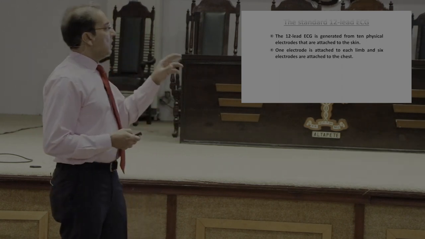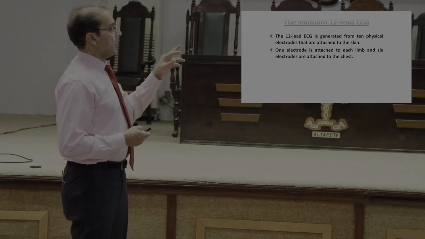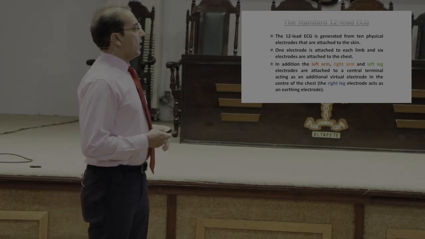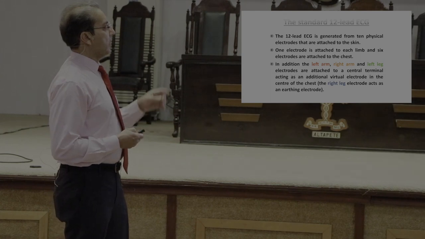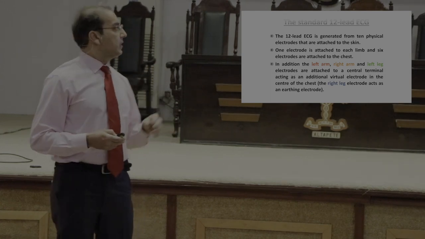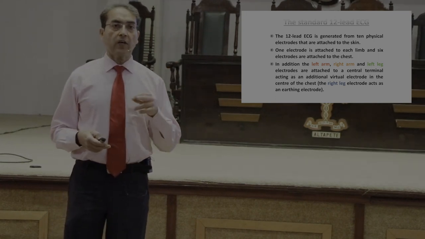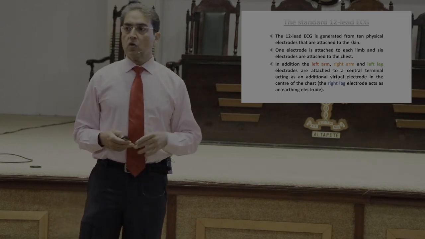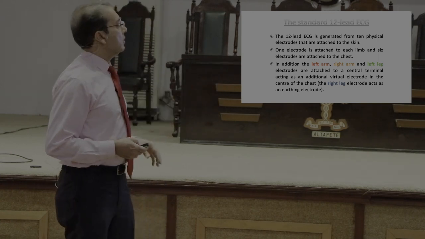One electrode is attached to each limb and 6 electrodes are attached to the chest. The left arm, right arm and left leg are attached to a central terminal acting as an additional virtual electrode. It is present inside the machine. And the electrode which is placed on the right lower leg works as an earthing electrode. So this is how this machine grossly functions.